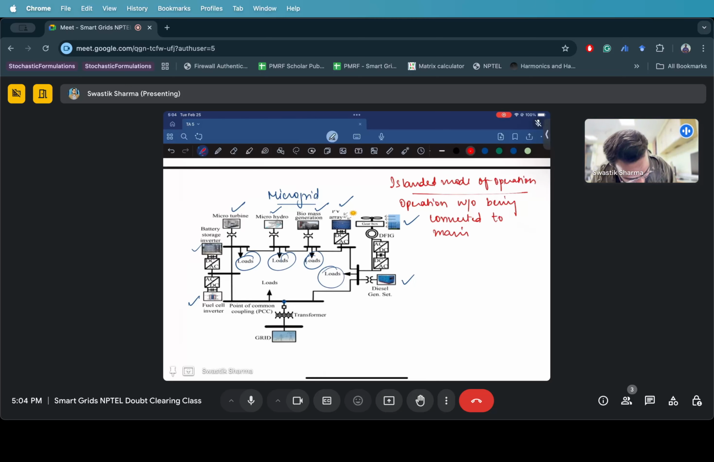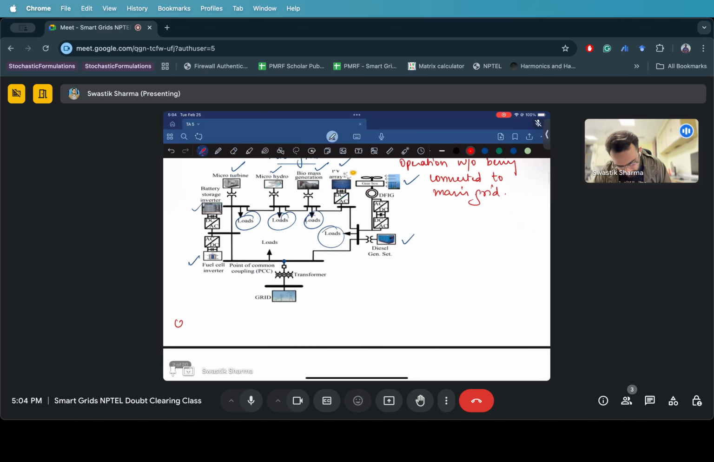There are many reasons. Let's say something happened at the point of common coupling and the grid is no longer available to you, and there are a lot of critical loads. A hospital, for example, is a critical load. When I say critical load, I mean they require power at all times. In general, a hospital or a school is considered a critical load. Many of these hospitals in India usually have DG sets, which are diesel generator sets. These are not sustainable in nature.